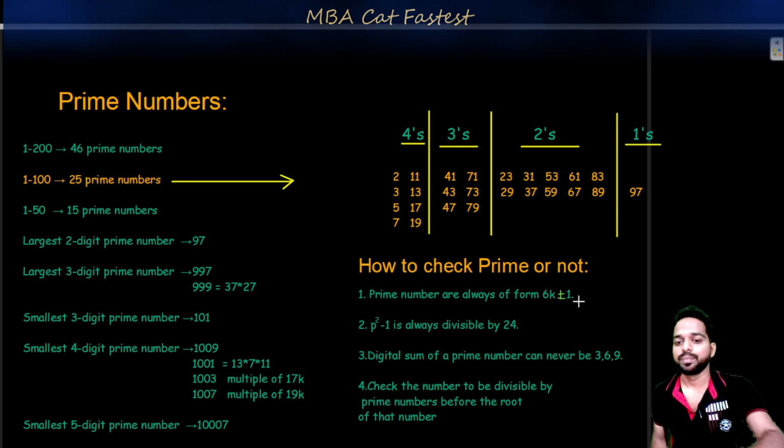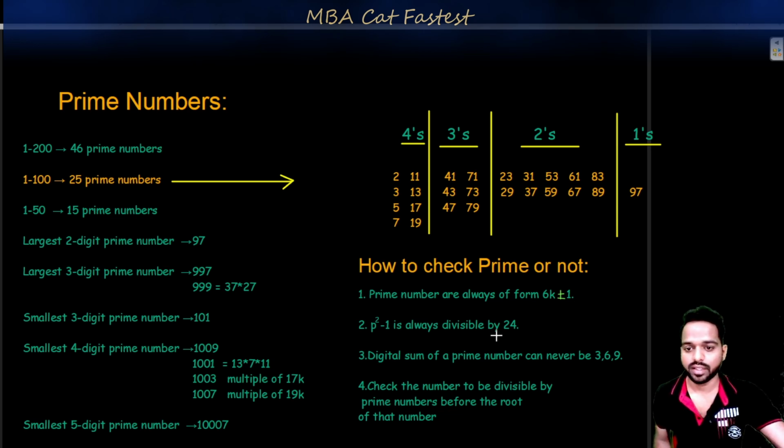Because now p square minus 1 is always divisible by 24. This is the perfect test which you can do after this. If it is classifying, you just square it and subtract 1. If it is divisible by 24, then you can say 99% that it is a prime number. Now, the digital sum of a prime number can never be 3, 6 or 9, or else it will be divisible by 3. It will have more than 2 factors. So that's why. Check the number to be divisible by prime numbers up to the root of that number.